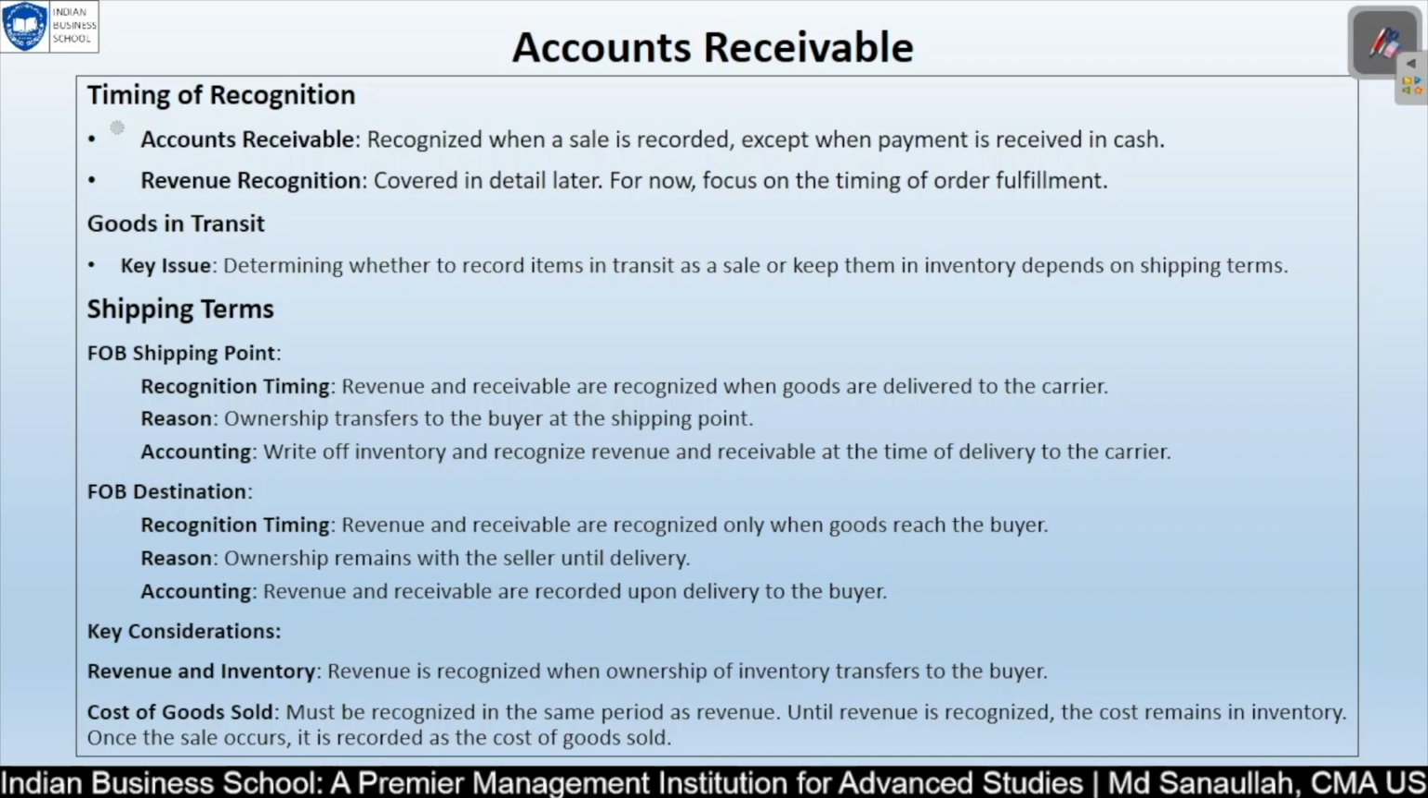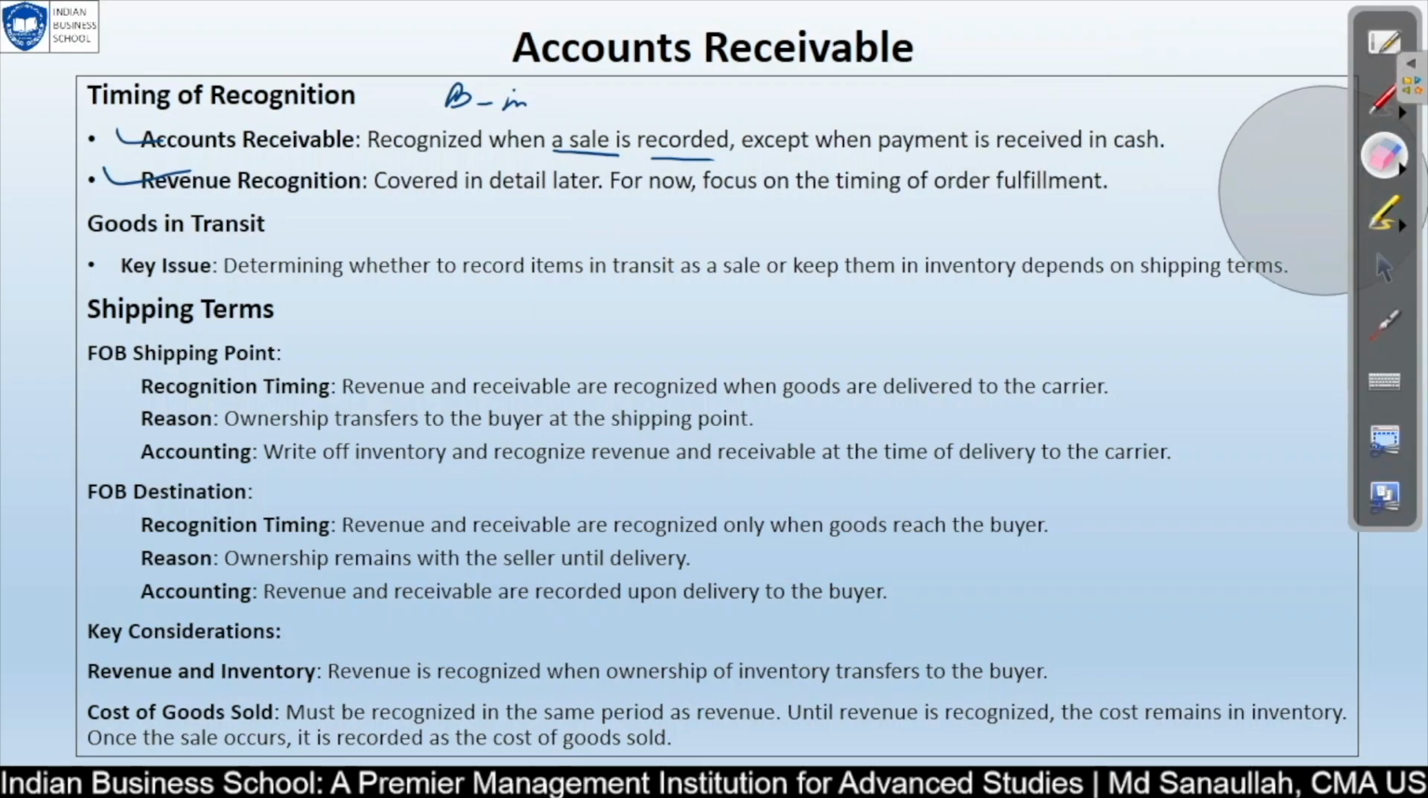Just understand a few things. Accounts receivable are recognized when a sale is recorded, except when payment is received. There is another way to have accounts receivable: for example, you have raised the bill in advance. At that time we also debit AR, the customer account, and credit deferred revenue for advance billing. If it is for a longer period, it will go to long-term liability; if it is shorter, it will go to short-term liability. We are not here to learn about deferred revenue or revenue recognition; we will learn that in detail in that particular chapter. Now our concern is only the accounts receivable perspective.